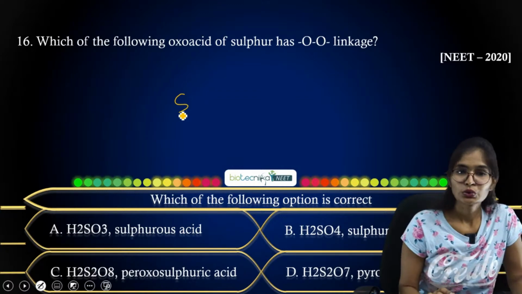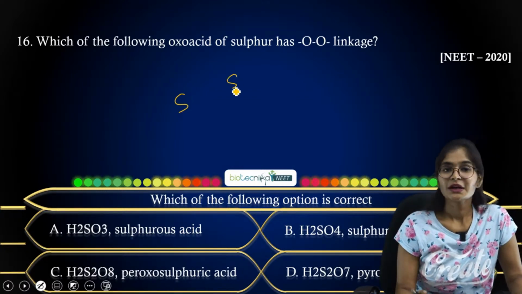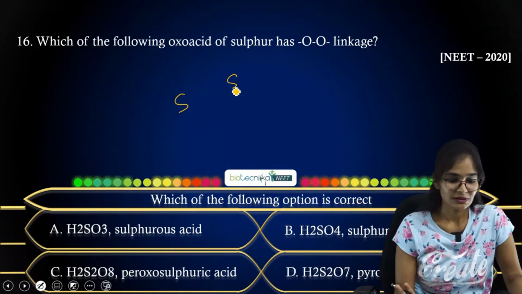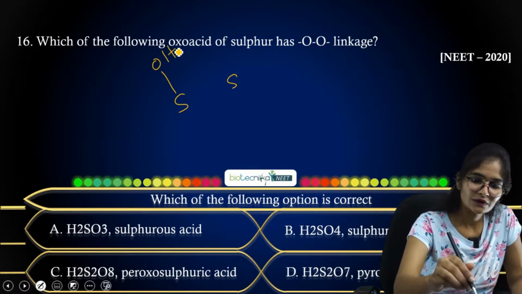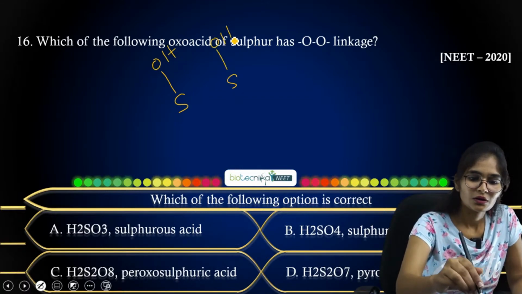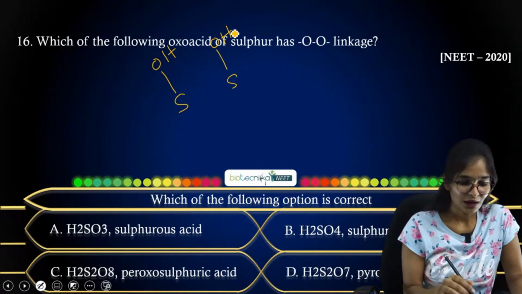So you have two sulfurs. Let me show it like this. Two sulfurs you have. Apart from that, two hydrogens and 8 oxygens you have, right? Now, whenever you have hydrogen, it will be present along with the oxygen, right? So I have shown two hydrogens. Apart from that you have 8 oxygen.